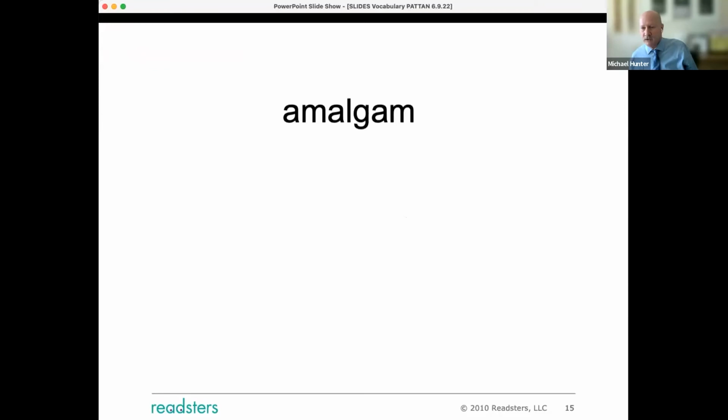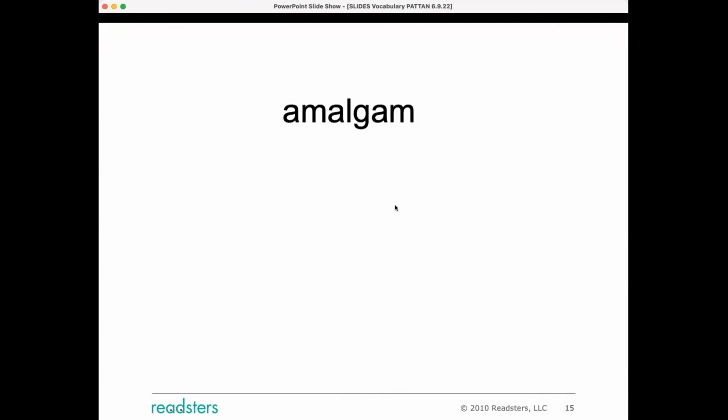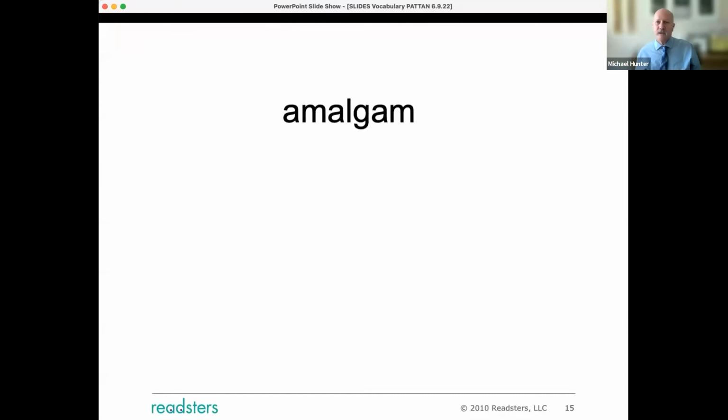Another question. Yep. How many words would you recommend for this instruction? For example, a basal user gets a ton of words per story. Yeah. I would only do this for words that you want students to really own beyond the text that you're working with.